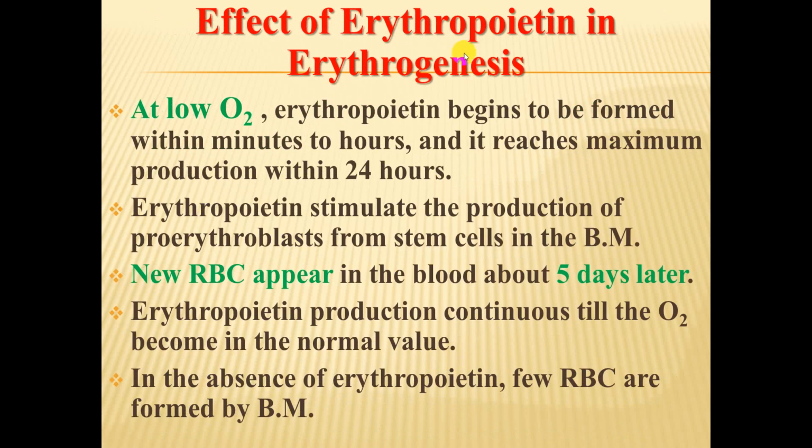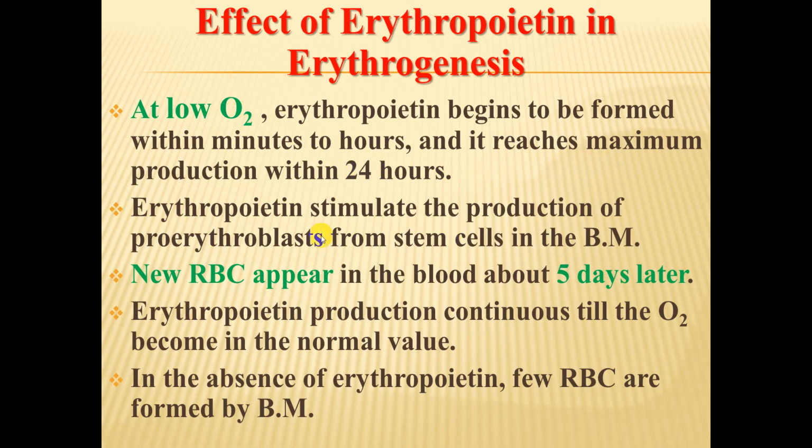Effect of erythropoietin and erythrogenesis. At low oxygen, erythropoietin begins to be formed within minutes to hours. It is very important that production is fast and reaches the maximum within 24 hours. Clear? See the speed: within 1 day, when there is hypoxia or low oxygen, erythropoietin secretion reaches the maximum level.